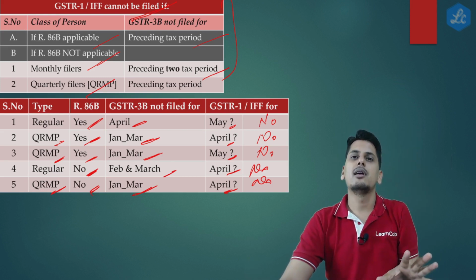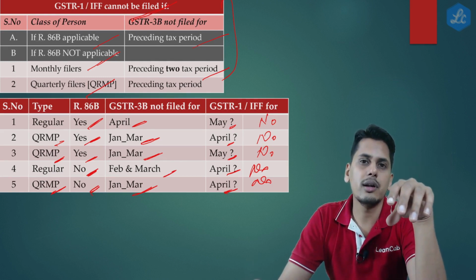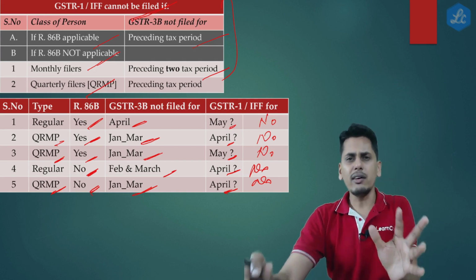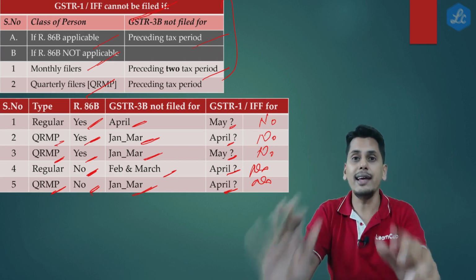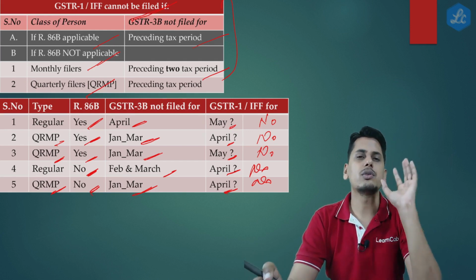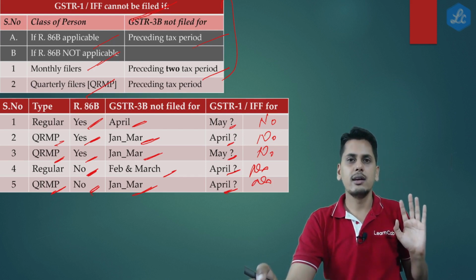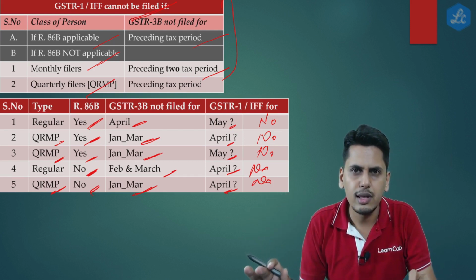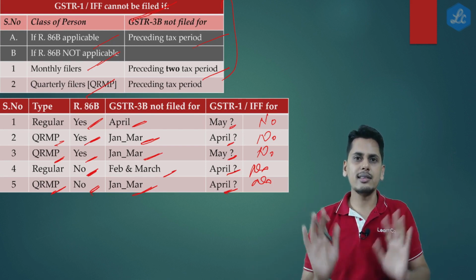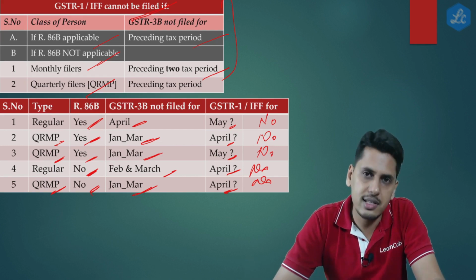In 3B, I'll diminish the turnover, so that to the extent of whatever amount of tax I am willing to pay, I'll show the turnover in 3B. Anyways, my recipient is not bothered. What does the rule say? You should file 3B. It doesn't say you should file correct 3B. If I file 3B, automatically I am able to file 1 or IFF. Will the government leave just like that?